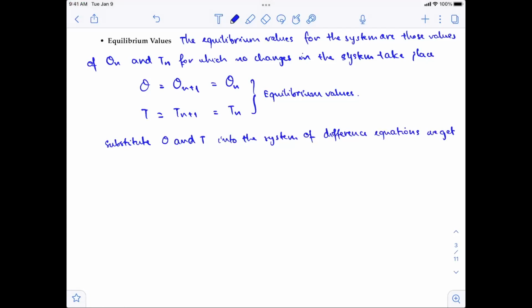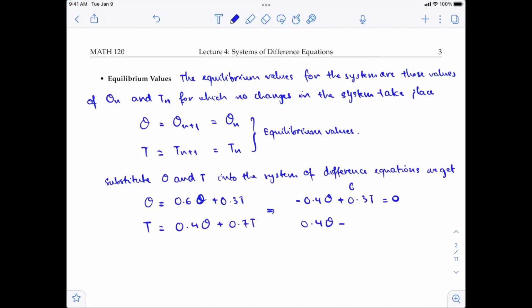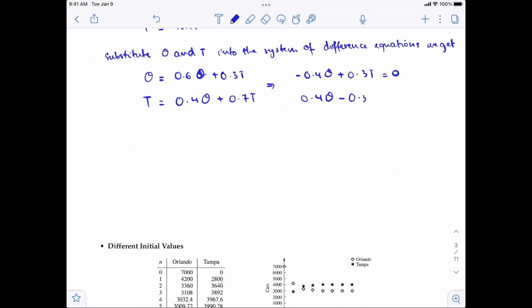We get that now O sub n plus 1 becomes O, O sub n also becomes O, T sub n plus 1 becomes T, and T sub n also becomes T. Therefore, you get the new system of the form O equal to 0.6 times O plus 0.3 times T, T equal to 0.4 O plus 0.7 T. Now, if you combine like terms for these two equations, what do you see? You see that you have negative 0.4 O plus 0.3 T equal to 0, and positive 0.4 O minus 0.3 T equal to 0.